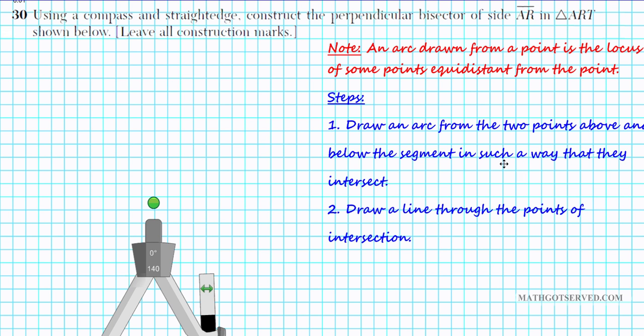Okay? Now, one thing you want to note is that when you draw an arc from a point, that arc is the locus of points that are equidistant from that point. So if you draw the complete circle, that's the locus of points that are equidistant from that point. And if you just draw an arc, all the points in that arc are equidistant from the point that you started drawing your arc from using your compass.